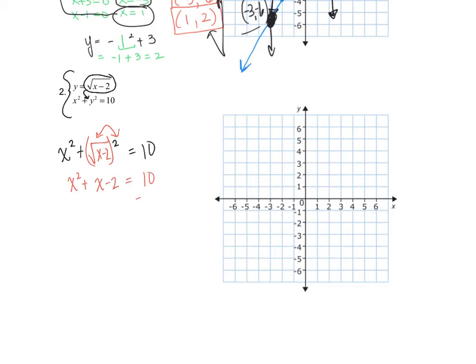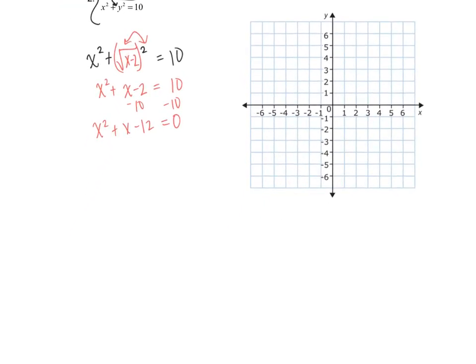This is a quadratic, so I need it to be equal to 0. I'm going to move the 10 over. That's x squared plus x minus 12 equals 0. Again, you can factor or use the quadratic formula, whichever you'd like. I'm going to factor again because it is factorable. 4 times 3 makes 12, so that'll be a positive 4 and a negative 3, equal to 0. That means either x plus 4 is 0 or x minus 3 is 0, so x equals negative 4 and also x equals 3.